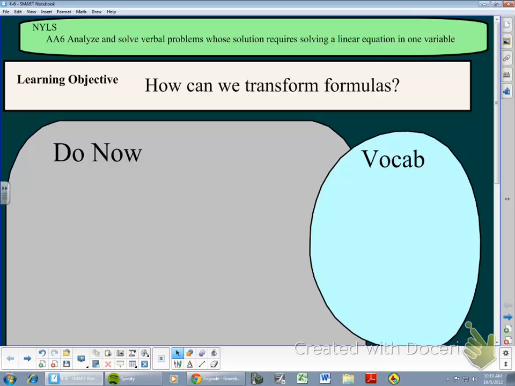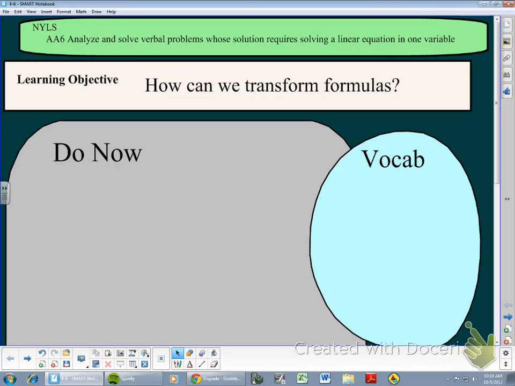Okay, today we're going to talk about how we can transform formulas. Another way of talking about this is how do we change the subject of formulas. All right, so let's go to the next page here.